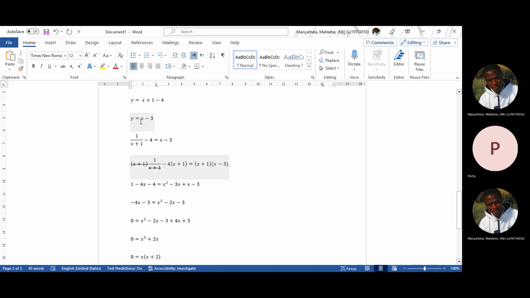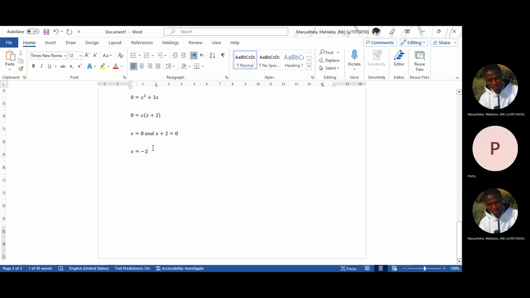Now we replace x with negative 2. So minus 2 minus 3. Let me confirm. Minus 2 minus 3 is minus 5. So y is negative 5. So x is negative 2, y is negative 5, as coordinates.